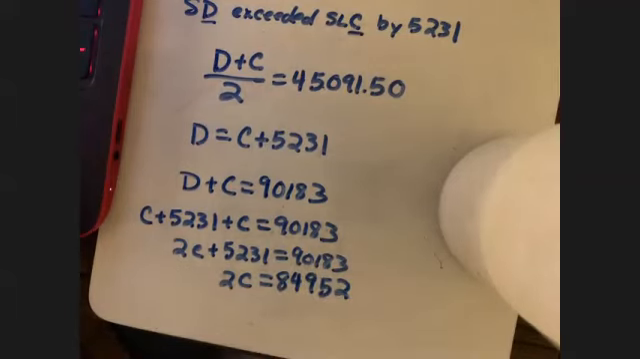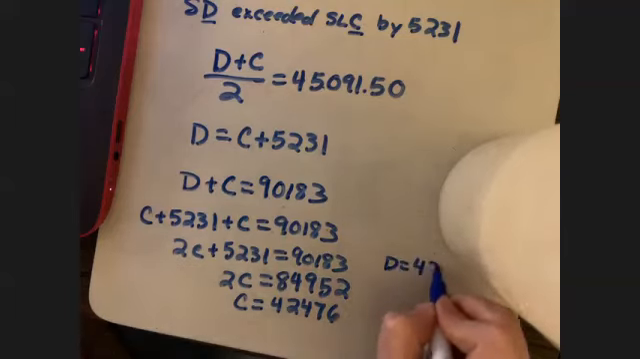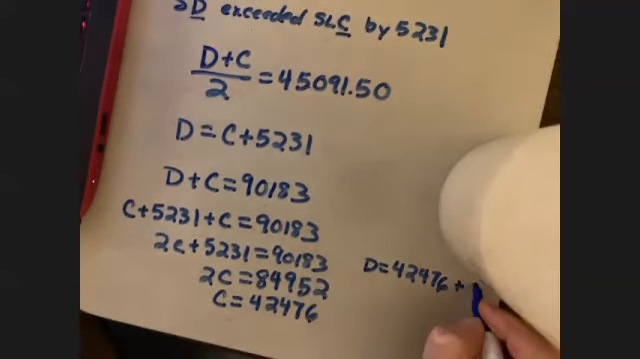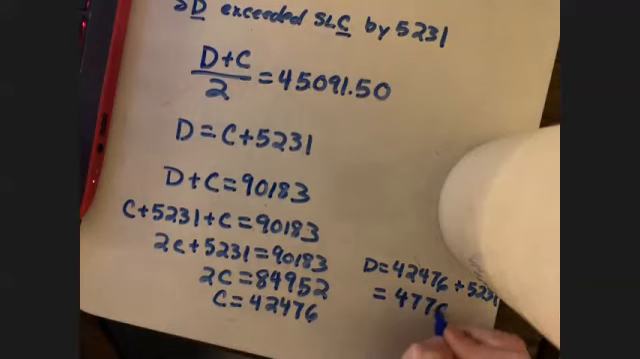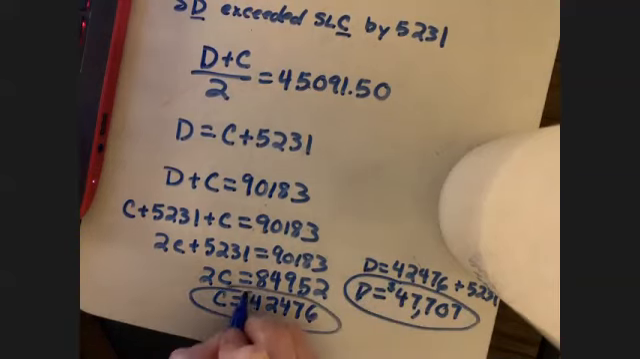So I subtracted, and then I'm going to divide by 2. So Salt Lake City is 42,476. So then if I do D is 42,476 plus that 5231, we get that that is 47,707. So that's San Diego's, and that's Salt Lake City's.